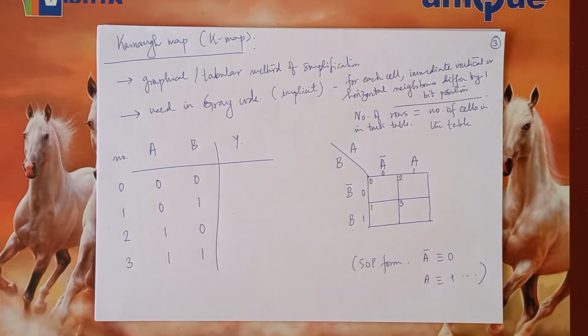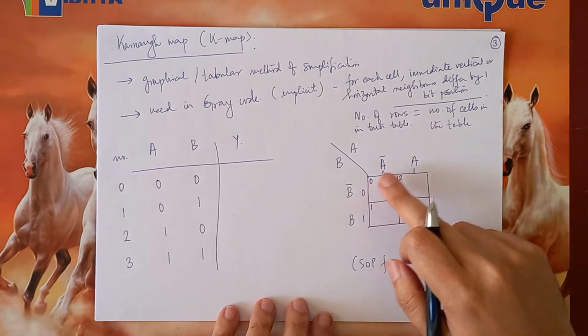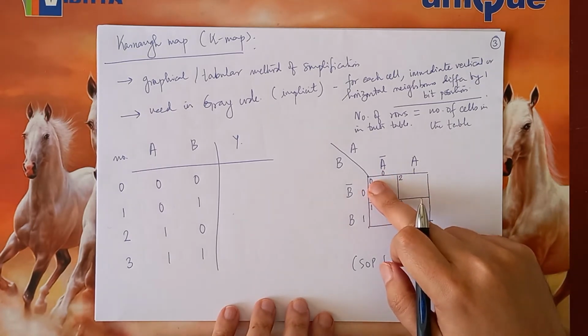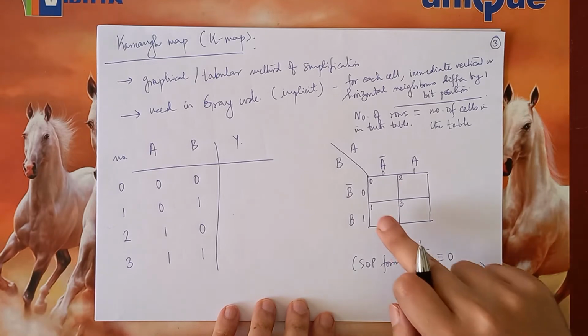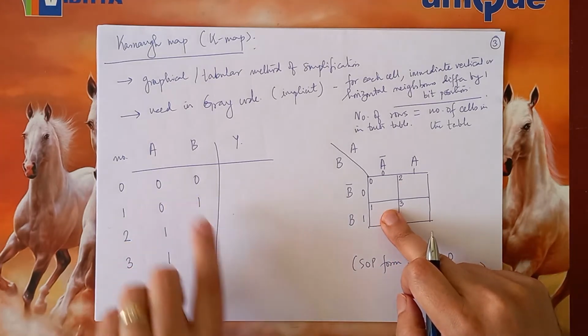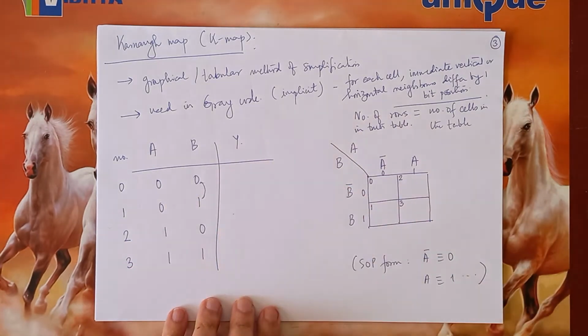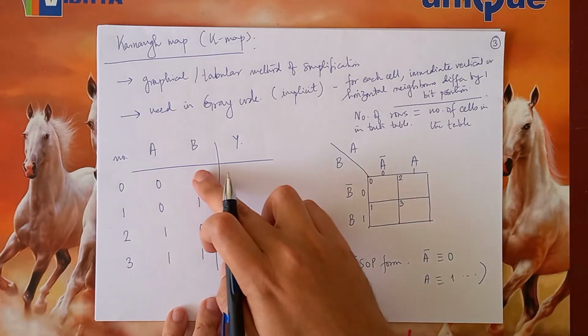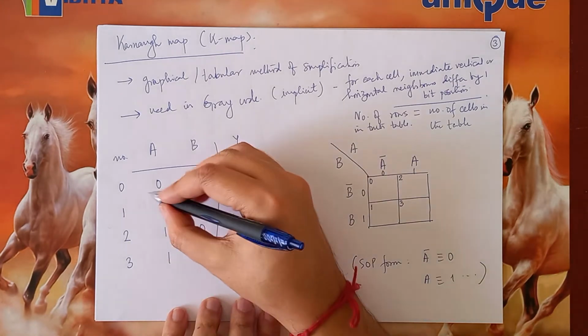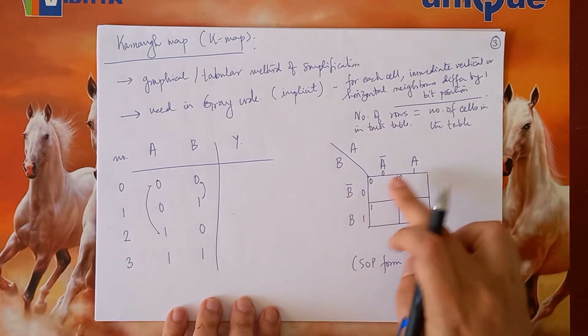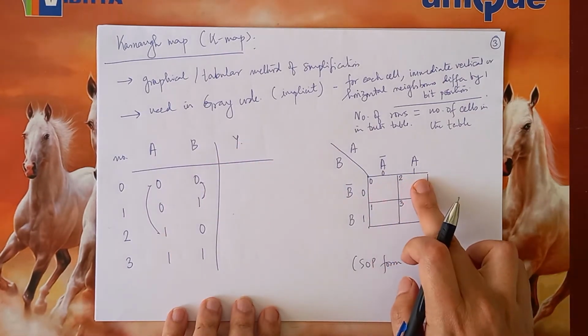For each cell, the immediate vertical or horizontal neighbor differs by 1 bit position. So over here, the binary code for 0 is 0, 0. For 1, it is 0, 1. So these two can be neighbors. Likewise, 0 and 2. Even between 0 and 2, they differ by 1 bit position. So they are neighbors.